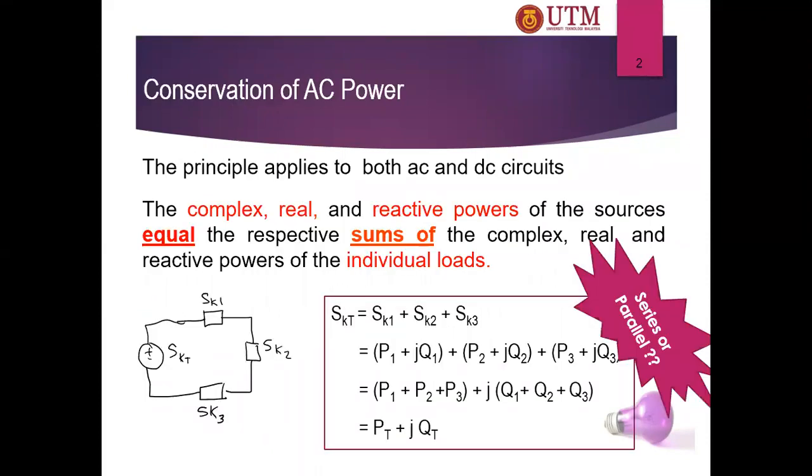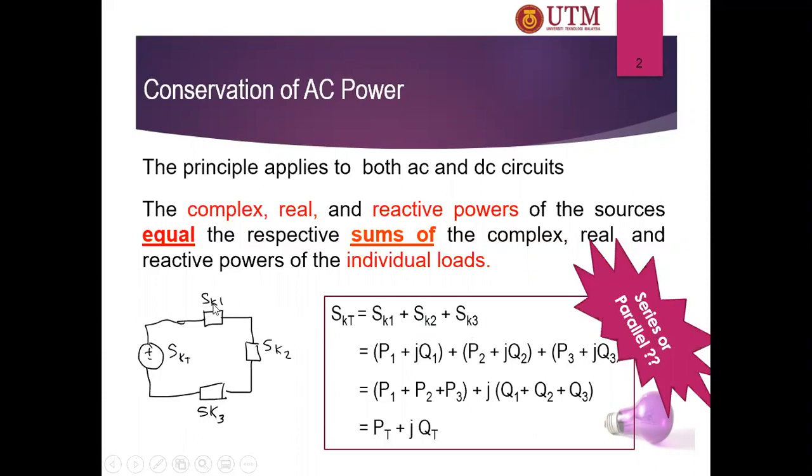So the principle of conservation of power can be applied to both AC and DC circuits. In general, conservation of power means that all the power generated inside a circuit is equal to the power absorbed by the load. In AC power, as shown in this circuit here, S is the complex power for each element. So the complex power generated by the source is equal to the summation of the complex power of all the elements, as in this equation.